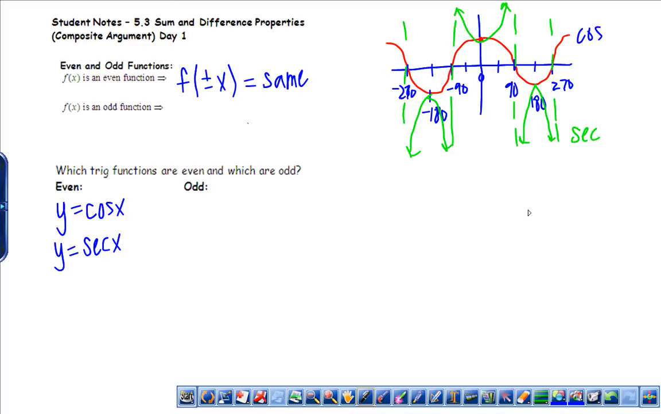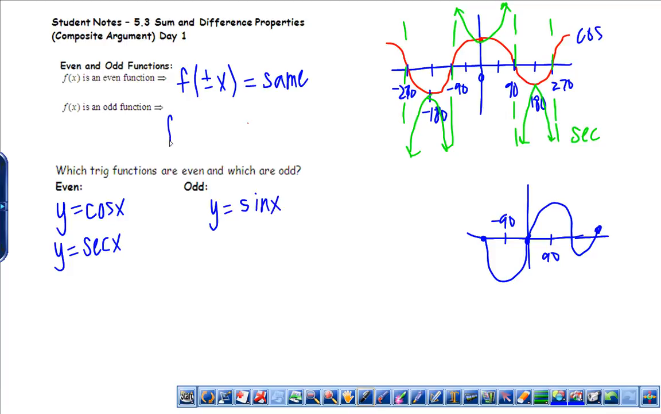Okay, let's draw a sine function. So sine starts here and goes up. Ooh, that was really bad. So this is negative 90. This is positive 90. Okay, let's check those. That looks really easy to check. If I plug in a positive 90, I get a positive 1. If I plug in a negative 90, I get negative 1. So it looks like if I plug in a positive and negative, I do not get the same answer. Therefore, sine is going to be an odd function.